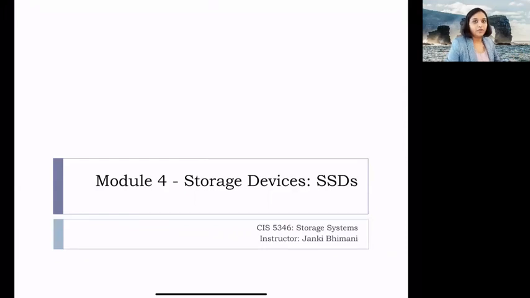Now that we have learned more about the concepts of how hard disks work, let's learn about a more modern form of storage devices that are being used increasingly these days. SSDs are replacing hard disks in most of our data centers. We are also seeing things like all-flash data centers these days. So isn't it interesting to learn more about these devices and the concepts behind how they work?